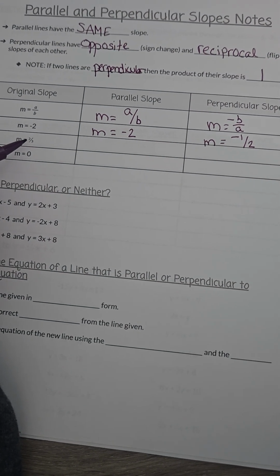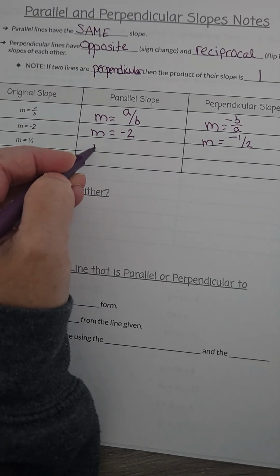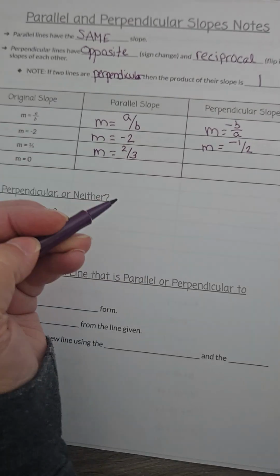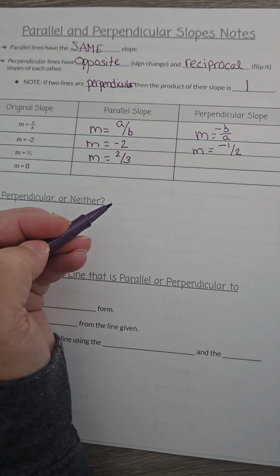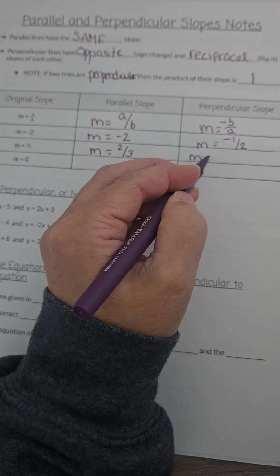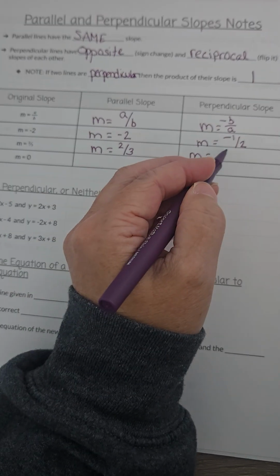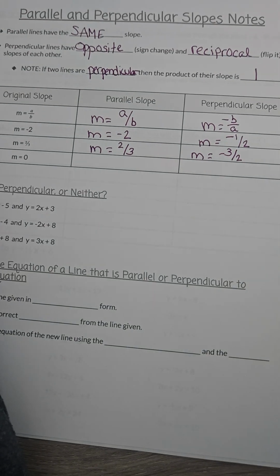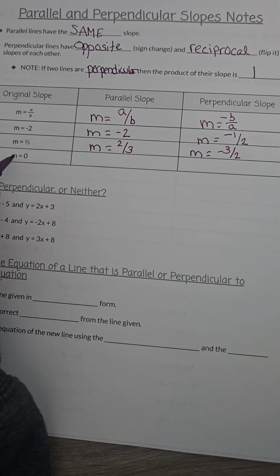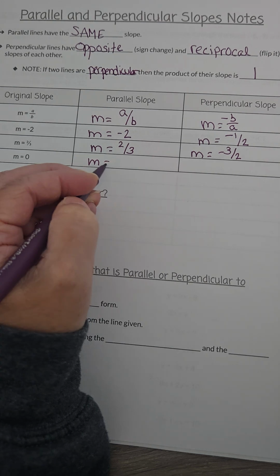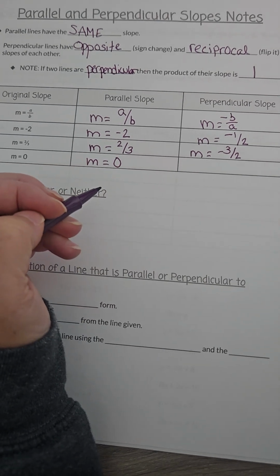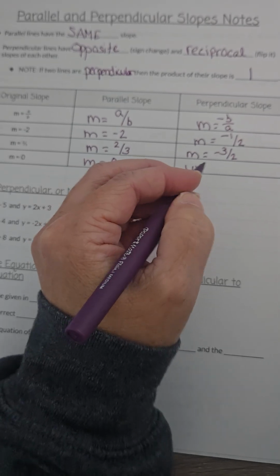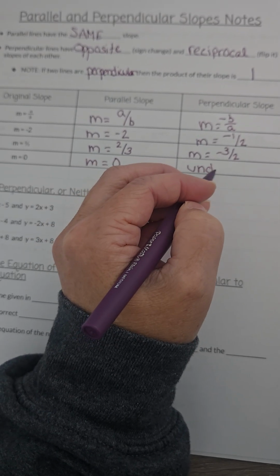Okay, my slope is 2/3. So for parallel, it would be exactly the same slope, so 2/3. And for perpendicular, it would be the opposite reciprocal slope. So the reciprocal of 2/3 is 3 over 2, and then you just make it negative. If your slope is 0, the slope would still be 0 for parallel. For perpendicular, it would be undefined because you cannot do the opposite reciprocal slope.